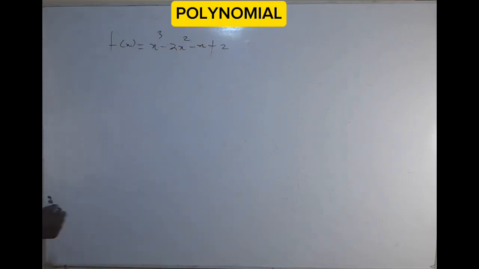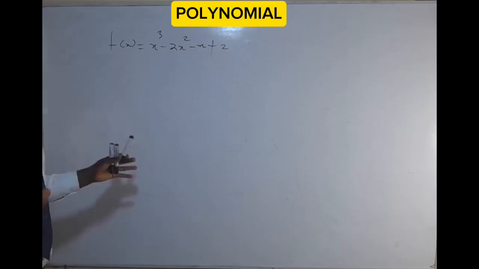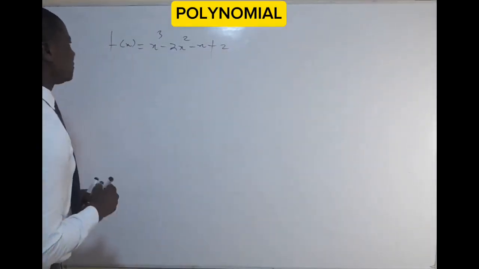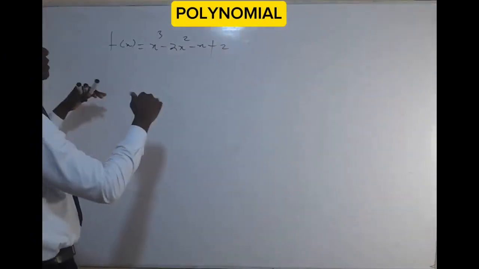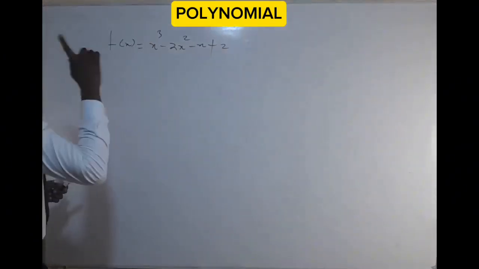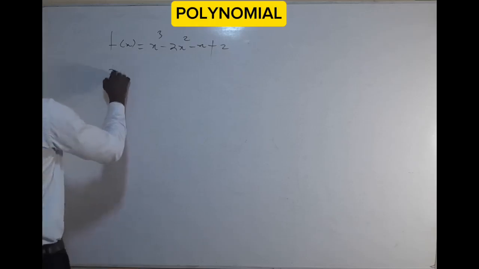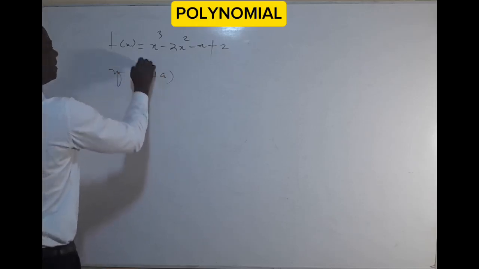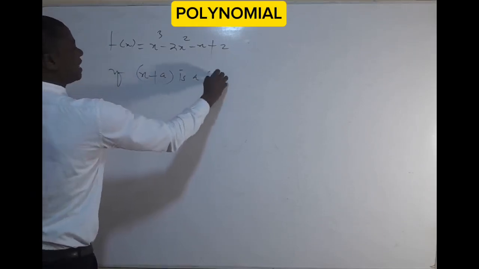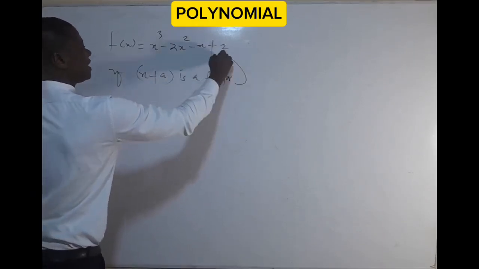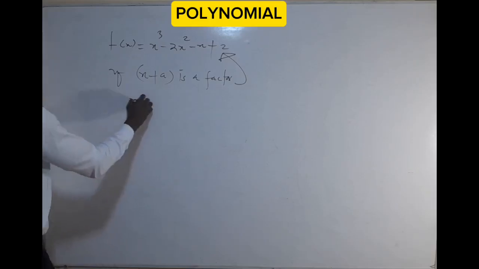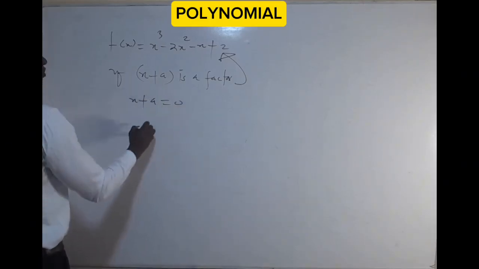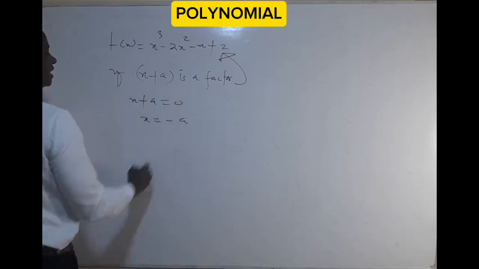Now, when we talk about factor theorem in general, we are talking about the factors of the polynomial function, okay? The factors of this polynomial function. Now, what is happening is this. If x plus a is a factor of this particular polynomial, then it means that when you equate x plus a to 0 and you make x the subject, the answer is minus a.